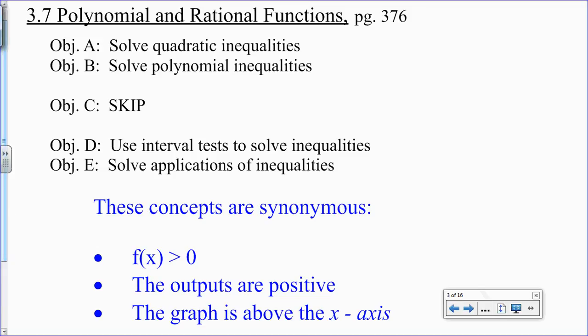So what we want to talk about is that these concepts are synonymous. So when we're solving and we want to solve f of x is greater than 0, yes, the outputs are positive, but what we're really going to be looking at is that the graph is above the x-axis. And then vice versa. If it's less than 0, it'll be below the x-axis.